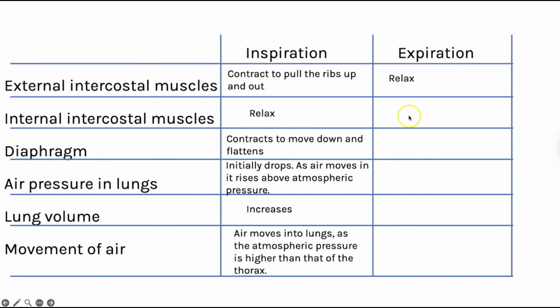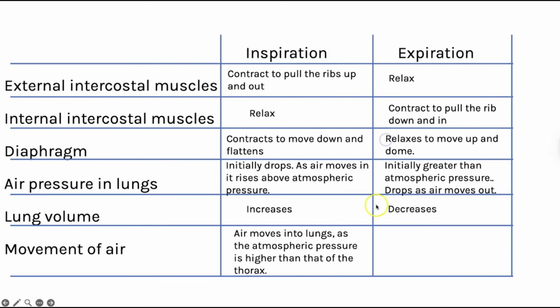Expiration, or exhaling, is the exact opposite. So the external intercostal muscles relax, and that causes the rib cage to move down and in. The internal intercostal muscles, again, it doesn't really come up in the mark scheme that you'd have to say that they contract. So they pull the rib cage down and in, that would link to this mark here. The diaphragm relaxes, and that causes it to dome and move upwards. And because of that, you've now decreased the volume in the lungs or the thoracic cavity, and therefore that increases the pressure in the thoracic cavity.